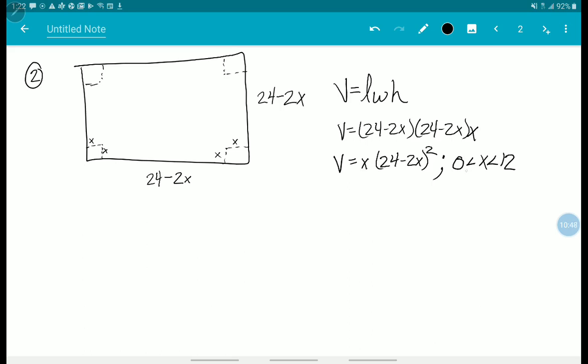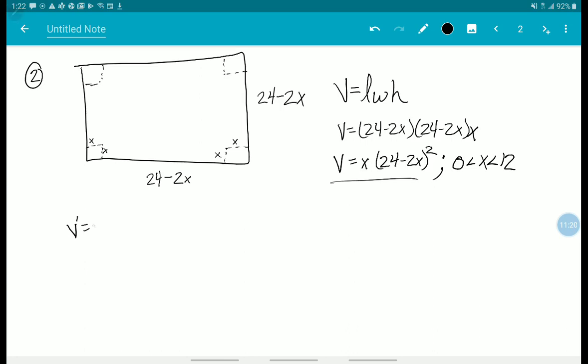Okay, so notice we're using the inequality less than here. It's a strictly less than. We can't include the 0. We can't include the 12. Now we have a volume equation. Let's take a derivative. And I'm going to take the derivative using the product rule and the chain rule. The other option would be to multiply everything out and then take the derivative that way. But we're going to want to set this equal to 0, and it's going to be easier to do that if we take the derivative using product rule and chain rule.